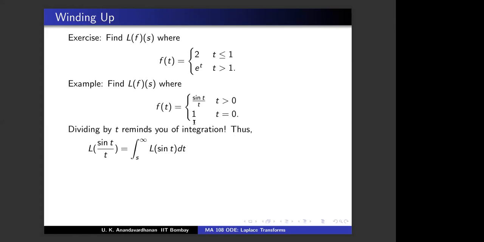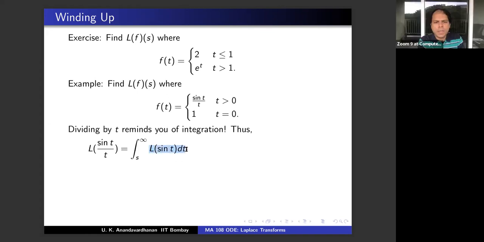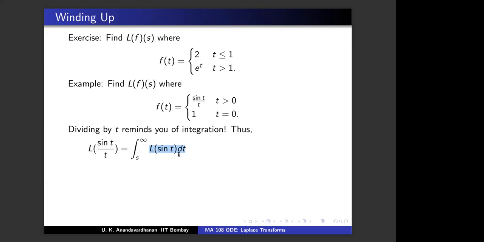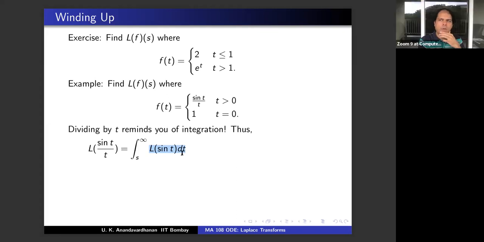L of sine t is 1 by... no, there is a mistake here, no? No, there is no mistake. Actually, there is a mistake because I should write this as L of sine t of x dx. But you know what I mean. So what is the answer? 1 by s square plus 1, dx. And what is the integral of dx by x square plus 1?